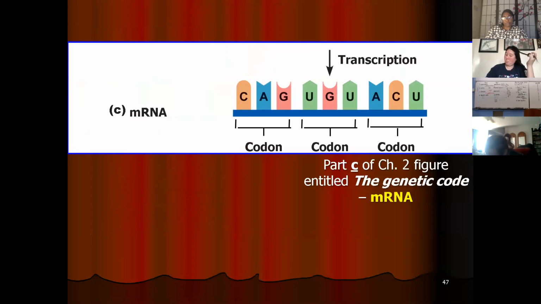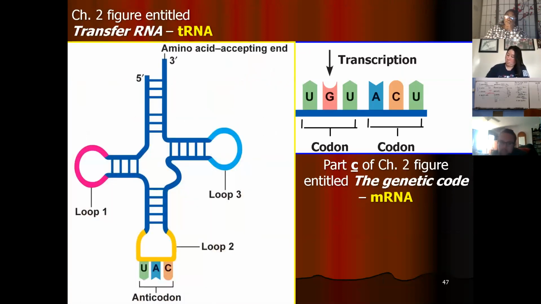Okay, so the gene is copied on messenger RNA, but it is complementary RNA nucleotides. Transfer RNA has, again, you can see that it's a single strand, but it will form those double bonds in sections, forming loops. Well, the anticodon is on loop 2, and the amino acid's on the other end.